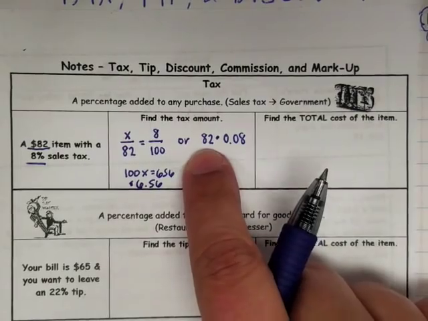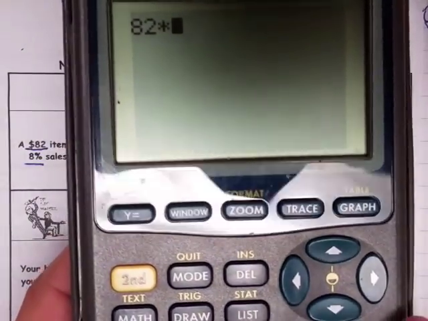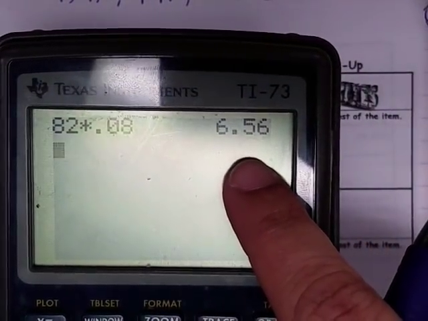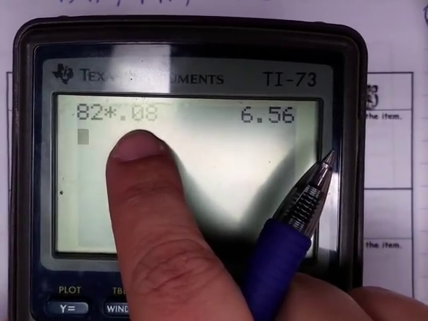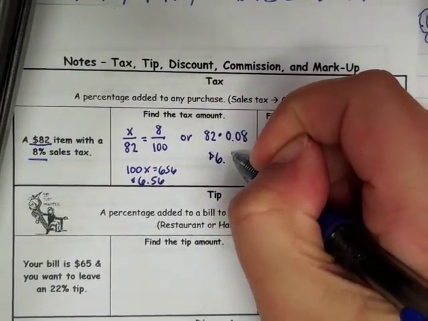Another way to do it is to take your "of" and multiply times your percent. So $82 times 0.08, and then it gets you right to your answer. You don't have to do any kind of division. But just notice how we did change the 8% into a decimal. So $6.56. Both ways get you the same answer.